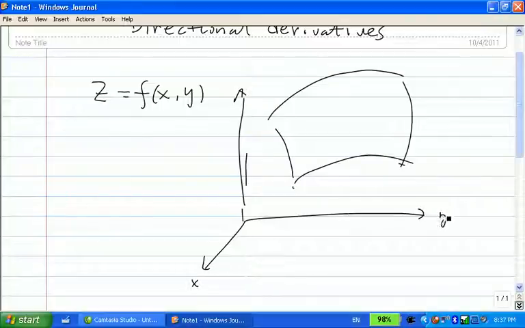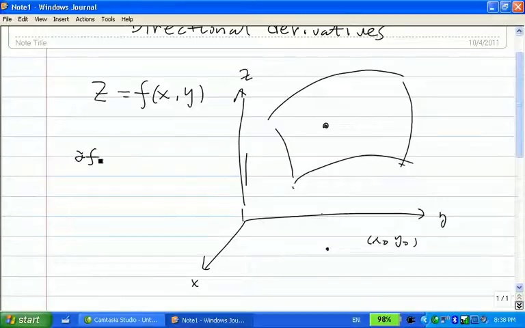x, y, and z. Think about a point, say x naught, y naught, and this point going up will be a point on the surface. Now, before we talk about the directional derivative, let's recall what partial f with respect to x is.